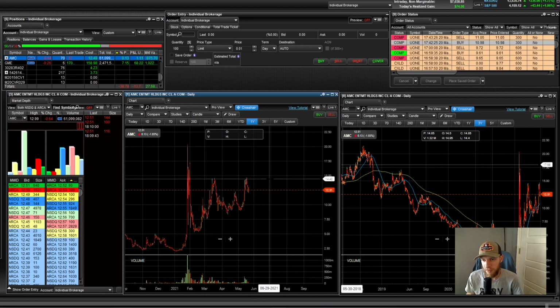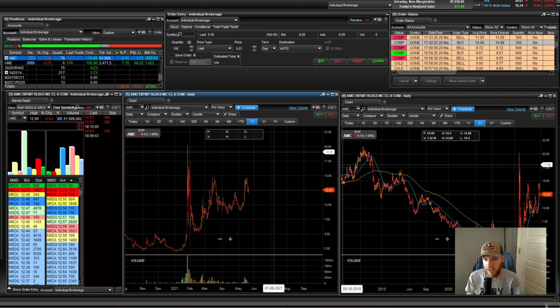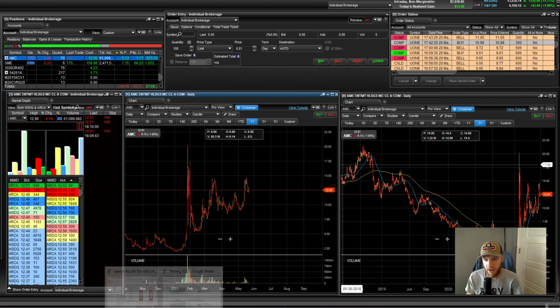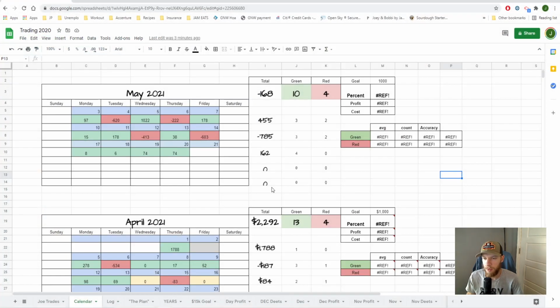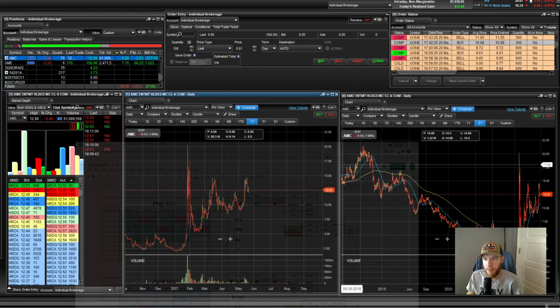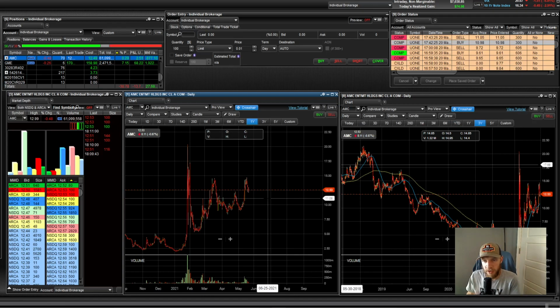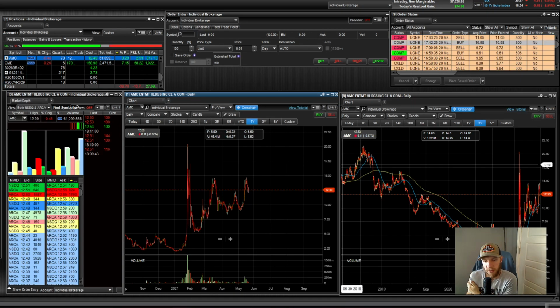I might not make as much money, but the fact that I can get in and get out and just ride that momentum if it does decide to take off, I feel a little bit more comfortable with that. So I don't know if swing trading is the best for me at this point in time, although I did make a little bit of green on AMC. But we'll see what it brings.